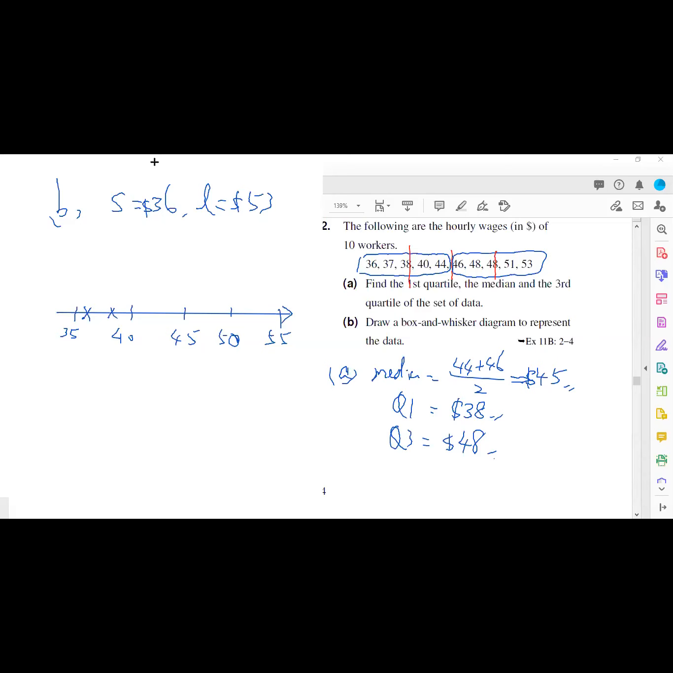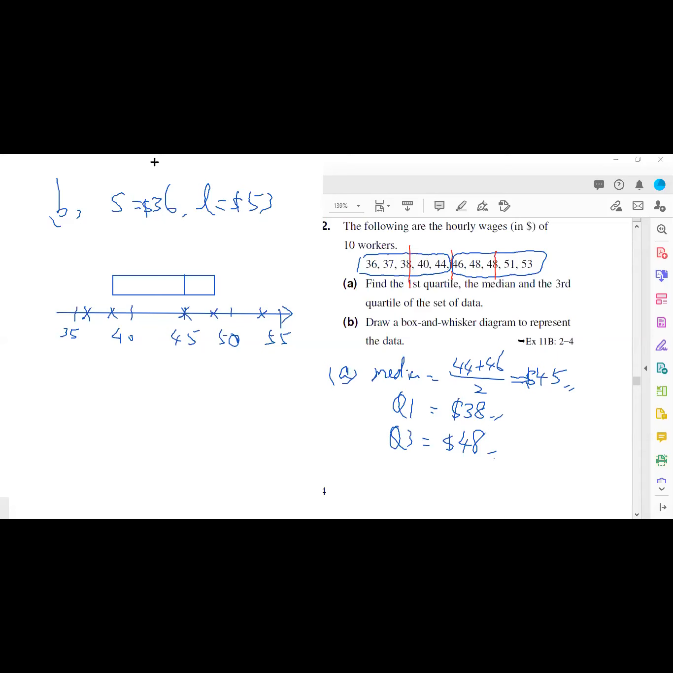Q2 is 45. Q3 is 48. And the largest datum is 53, like this. And then we draw the rectangle first. Draw the rectangle. And then draw the straight line, the median straight line, the Q2 straight line.